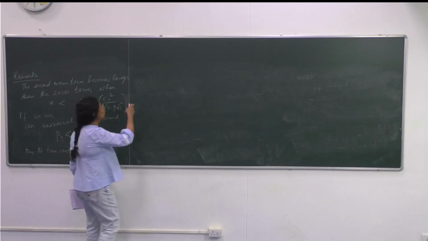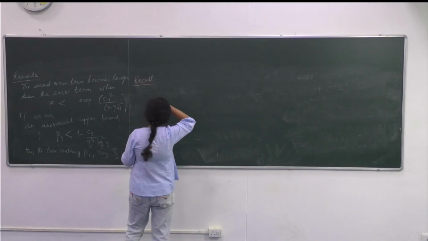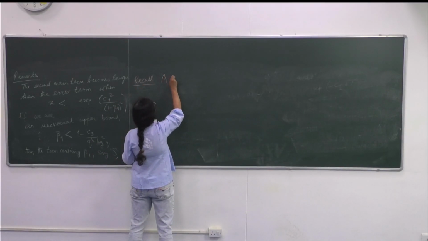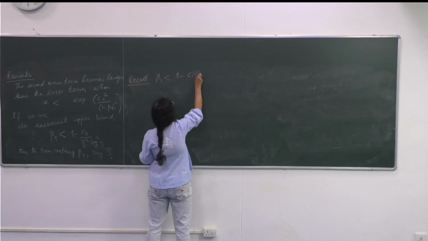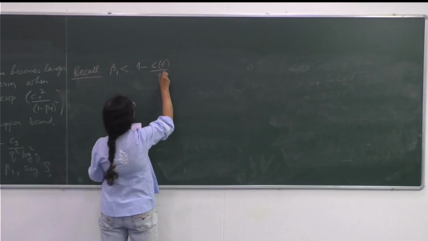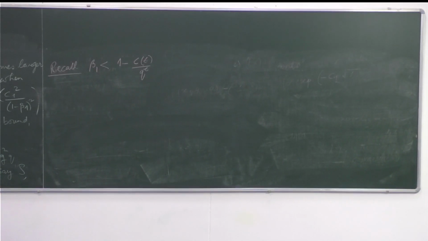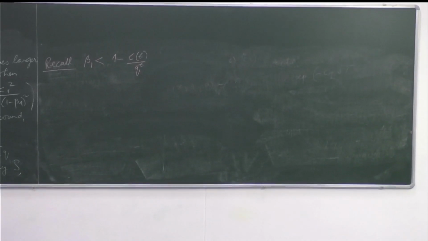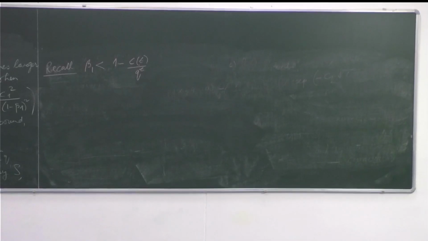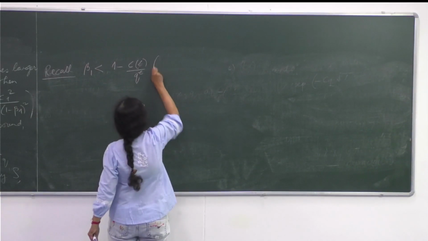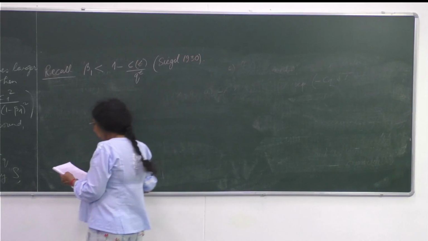Okay. So we recall, first of all, that for every epsilon, there exists a constant c epsilon that depends on epsilon, such that beta 1 is less than 1 minus c epsilon by q to the power epsilon. This is Ziegel's theorem from 1930.